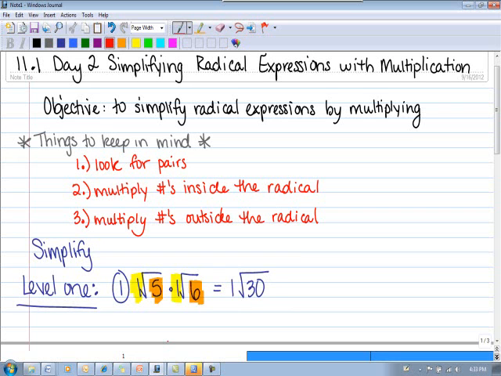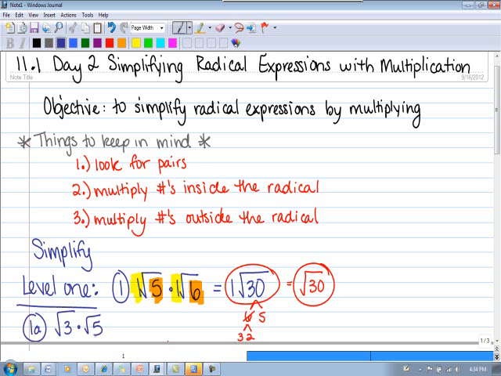And we're going to go ahead and check and see if 30 can be broken down further. It goes into 6 and 5. 6 goes into 3 and 2. Since all of our stems are now prime and there aren't any pairs, that means the radical 30 is as simplified as it gets. So our final answer is 1 radical 30. It's perfectly okay if you don't write the 1 and you just write the square root of 30. Either way is okay. So a problem for you to try like that, problem 1a would be the square root of 3 times the square root of 5.